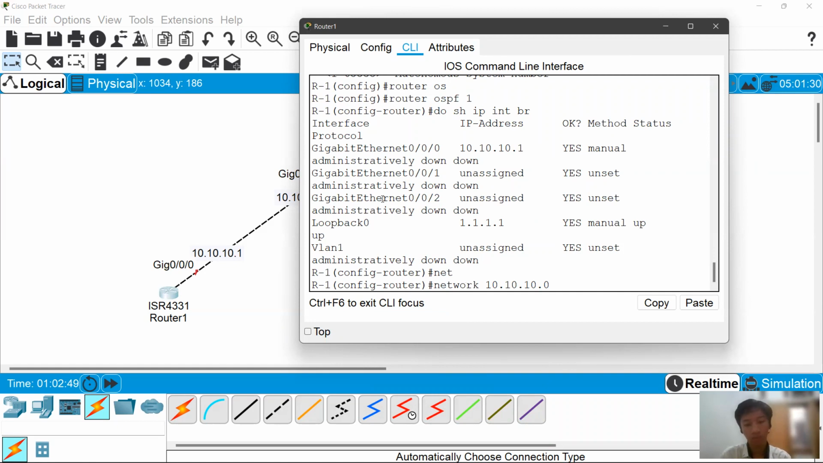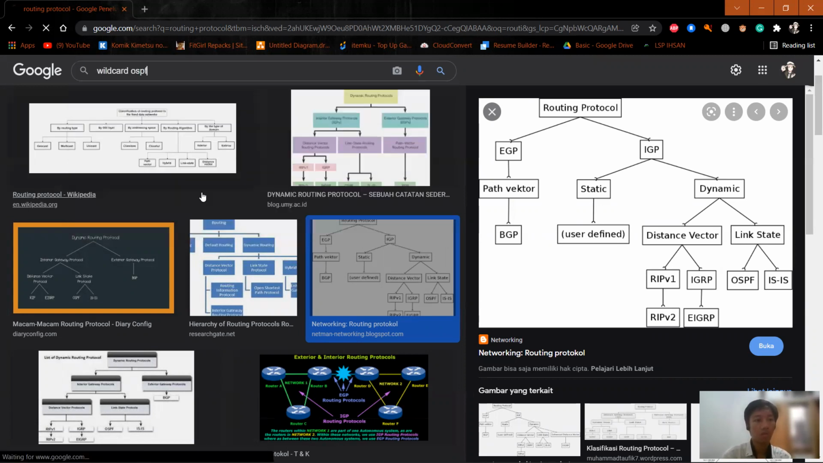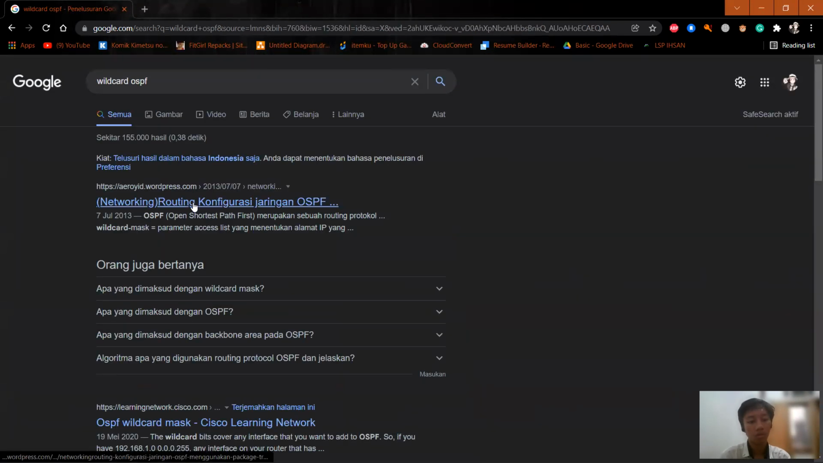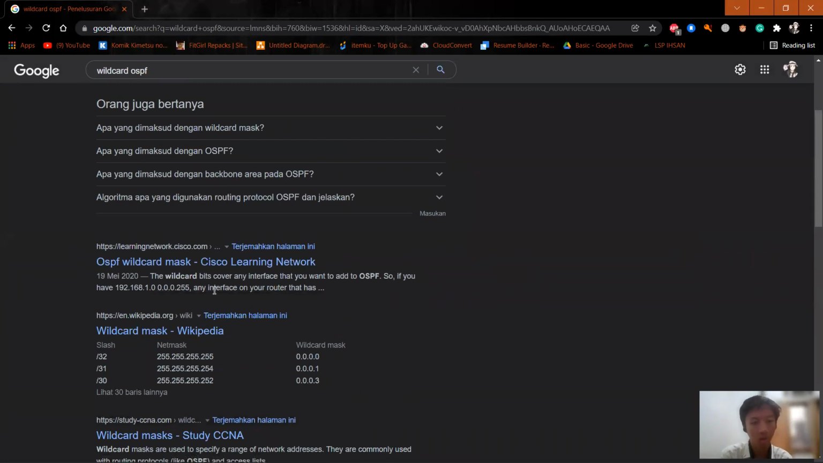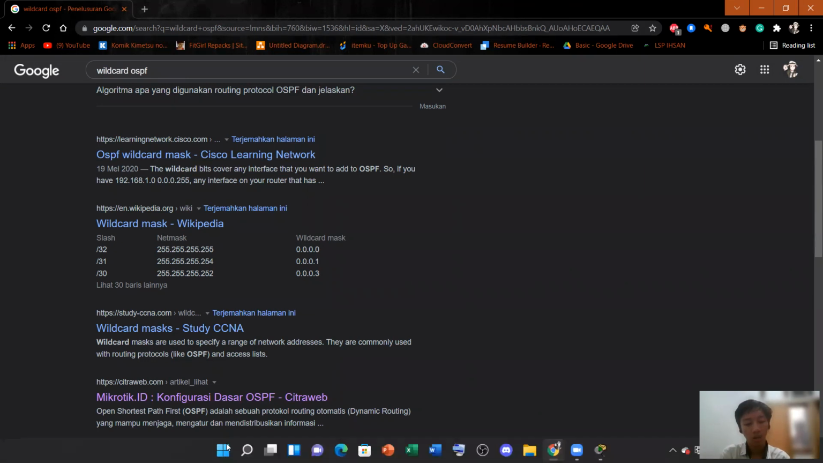Wildcard. Okay. Now wildcard. Wildcard mask is, what is it? It's the opposite of the netmask or subnet mask. The formula is like that.